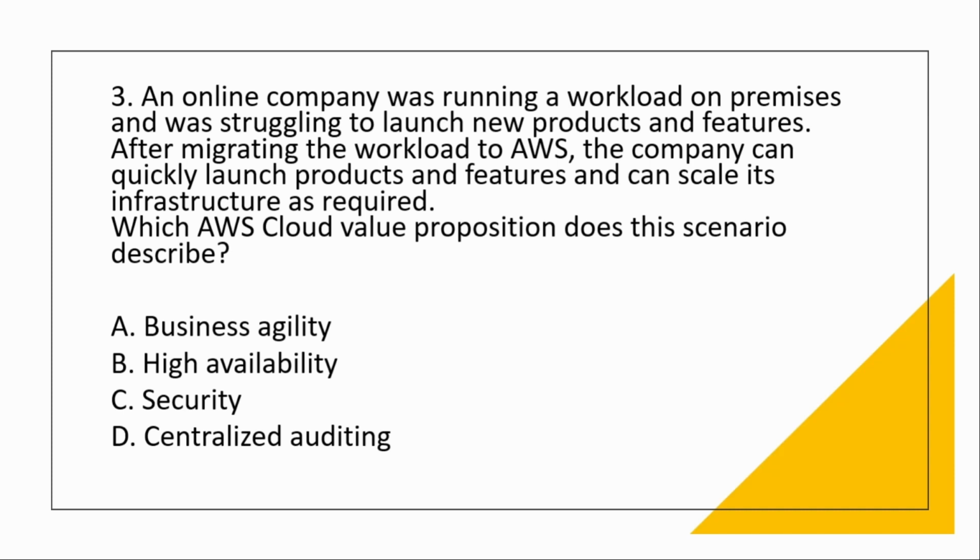At this point, a similar kind of question, we have done it in the part 5 series of this. So this is very much simple. I would not like to highlight much on this because we have already covered it. Quickly launching the products is the example of agility. So the correct answer to this is business agility.